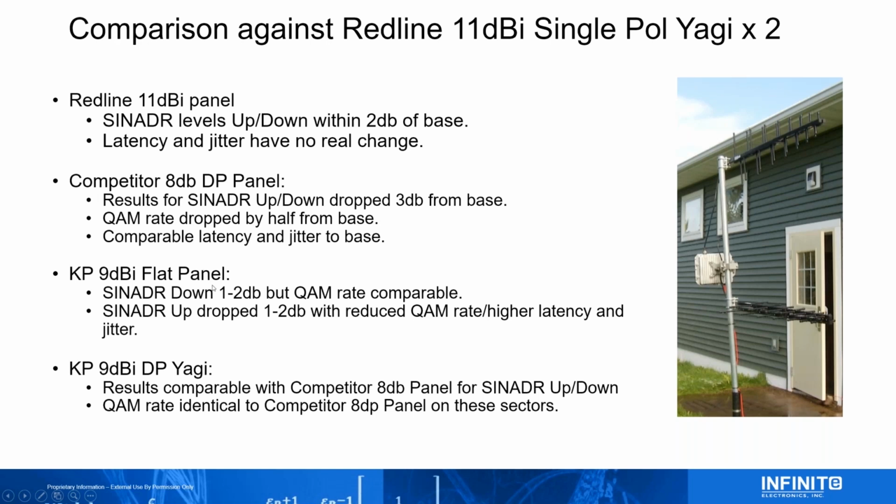Now they put up the KP 9 dBi panel, and the signal dropped about 1 to 2. It's kind of expected. A 9 versus 11, of course, means the gain, or the signal strength, is going to drop 1 to 2. But the QAM rate was still comparable, so we're still above the noise floor on the downside. Now, in the other direction, we saw 1 to 2 and it reduced the QAM a little bit. It's kind of funny, you see it one direction versus the other. Everything's not bidirectionally symmetric.